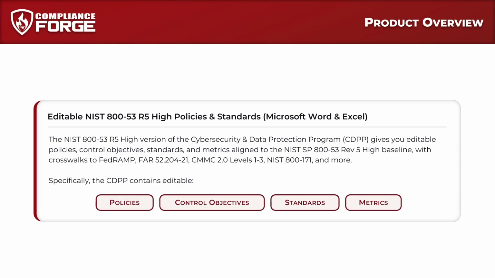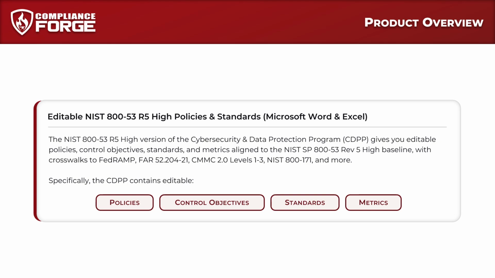If a federal assessor reviewed your program today, could you show documented NIST 853 controls? With what you have right now, would your policies and standards hold up to a FISMA, FedRAMP, or CMMC review? Or are they incomplete, outdated, or scattered across your team? For most teams, building NIST 853 documentation from scratch means months of senior staff time spent mapping controls across the low, moderate, and high baselines.